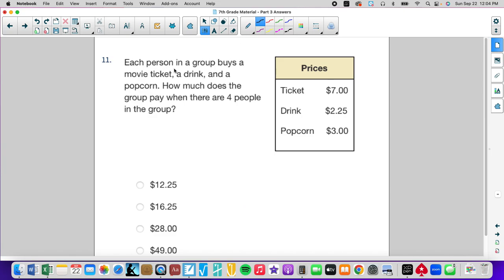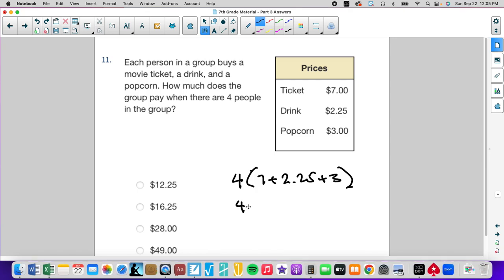Number 11, each person in a group buys a movie ticket, a drink, and a popcorn. How much does the group pay when there are 4 people in the group? So everybody's going to get a ticket, a drink, and a popcorn, and I'm going to add those values up. I'm going to add 7 plus 2.25 plus 3, and then that would be the total cost for one of those packages, and I'm going to multiply it by 4. So let's do 4 times, if we add 7 plus 2.25 plus 3, that's 12.25 times 4.